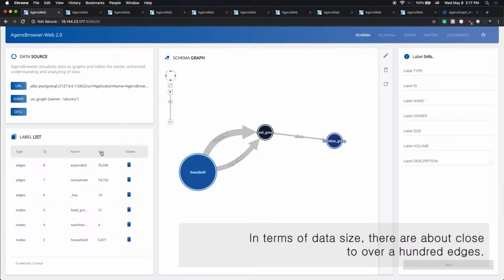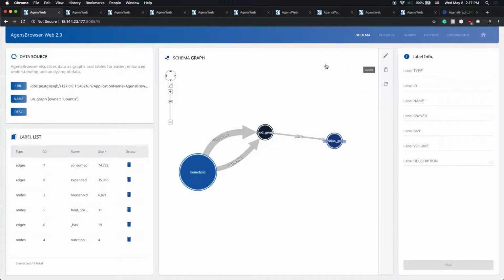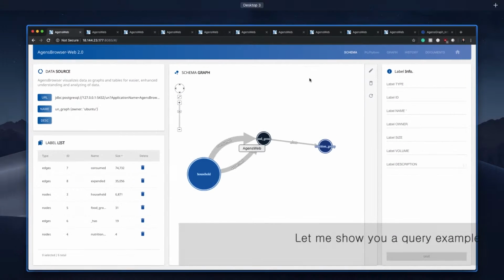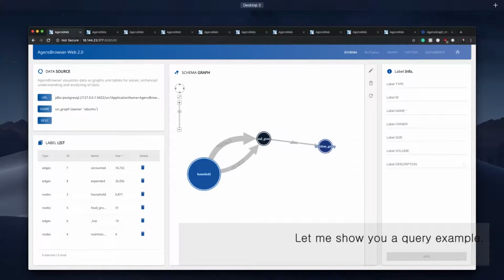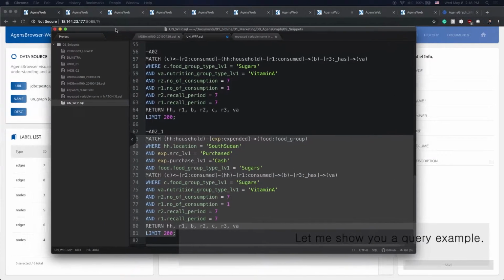In terms of data size, there are actually over 100 edges, right? And the survey was performed on close to 7,000 households in Northern Africa. So let me show you these query examples.